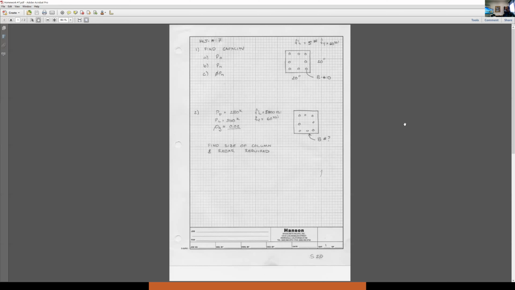Oh, okay, so pure compression. That's right. And problem number 2 is also pure compression. There's no moment applied to that either. Okay. What about the third question?